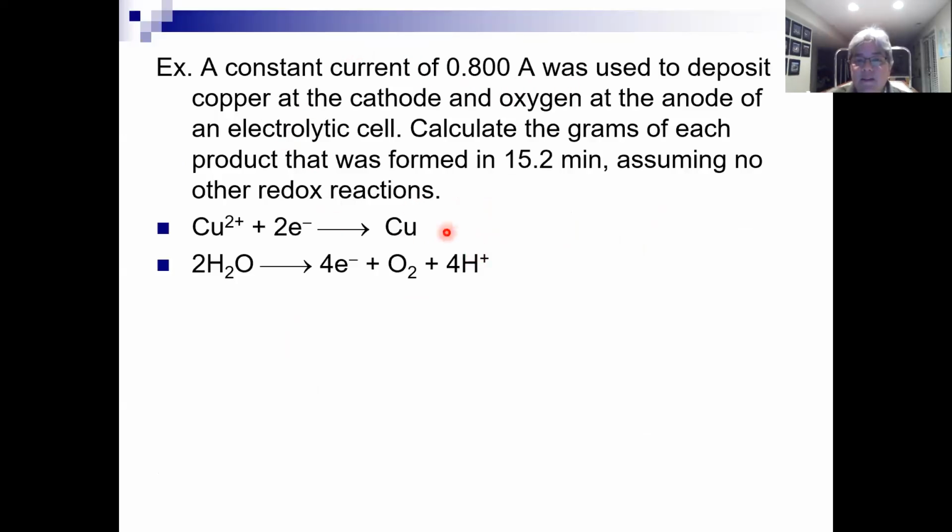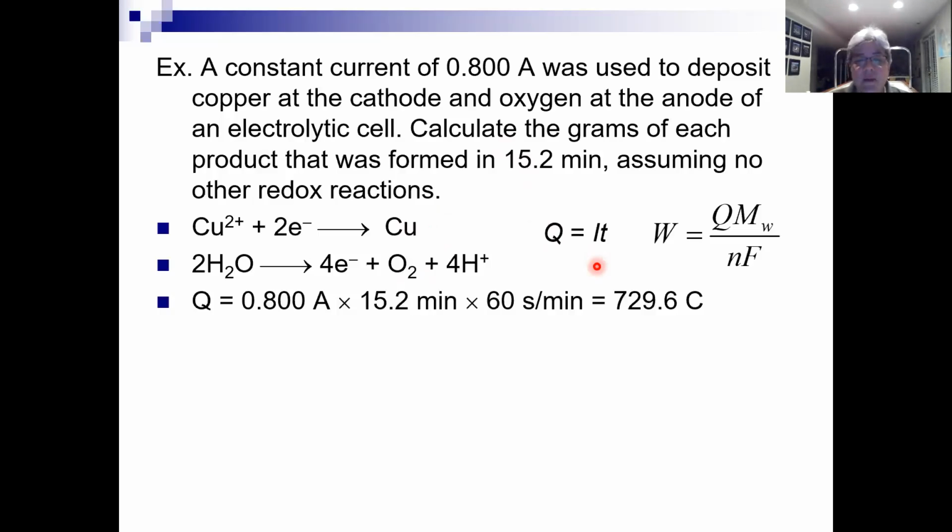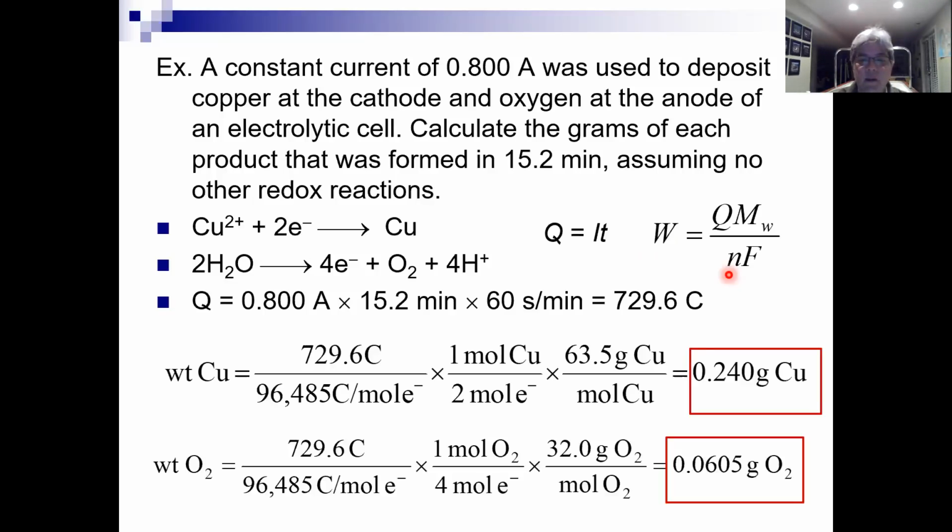So we're going to deposit copper, and they tell us the current and the time, and then they want to know how many grams of copper and how many grams of oxygen did we deposit. Now, in electrogravimetry, we could only measure copper. We can't measure gas. Okay, so we're saying, oh, this is more useful. So we're using these 2 equations. Remember, Q is I times T, where T has to be in seconds. So we get 729.6 coulombs. And then we can calculate weight from that using this equation. And so notice we can get the weight of copper and the weight of oxygen, okay, simply by measuring current and time.